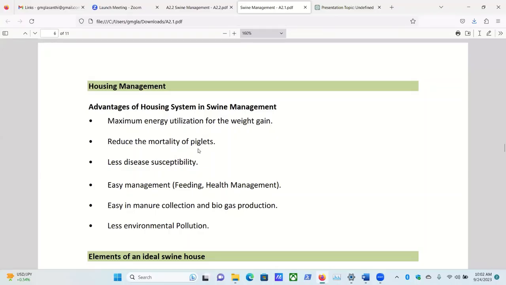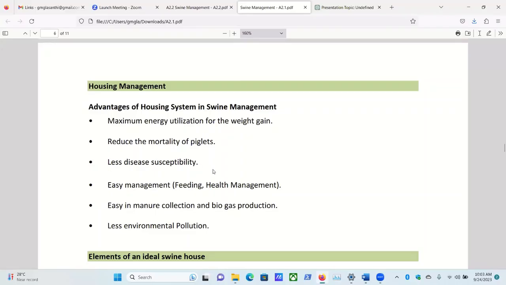The second one is reducing the mortality of piglets. By providing a creep pen, we can save our piglets from external coldness. At the same time, by providing a sanitized housing system, we can protect our piglets from the pathogens that cause disease.